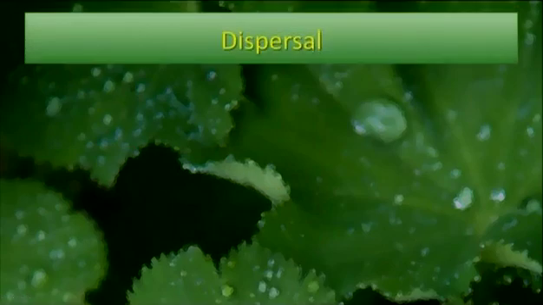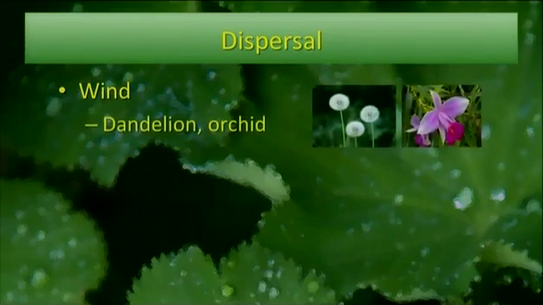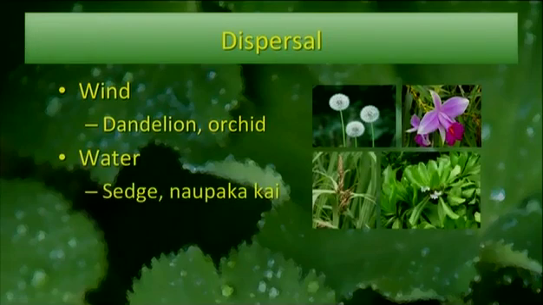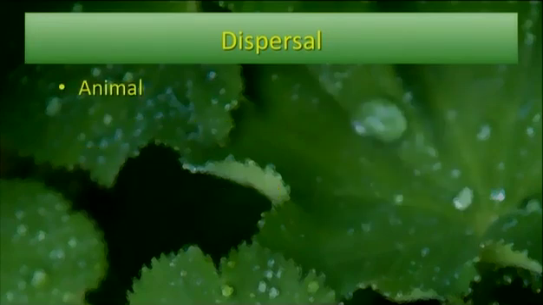Now, dispersal of fruits and seeds. You can have wind dispersal, as in the cases of dandelions and orchids, or dispersal by water, such as some sedges and also the naupaka kai. And you also have different modes of animal dispersal.